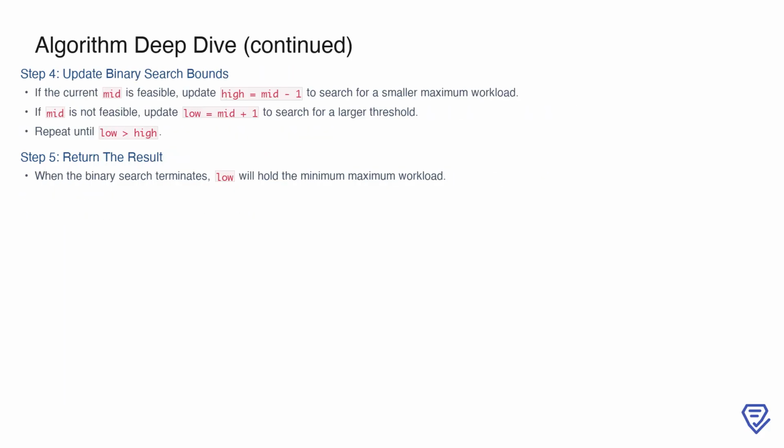Once we determine the feasibility of a given mid, we use this result to adjust our binary search bounds. If the current mid value is feasible, it means we can possibly minimize the maximum workload further, so we update the upper bound to mid - 1. On the other hand, if mid is not feasible, we need to increase the threshold and therefore set the lower bound to mid + 1. This process continues until the lower bound exceeds the upper bound, at which point the binary search terminates. The value stored in low at the end represents the smallest maximum workload that can be achieved while satisfying all constraints.